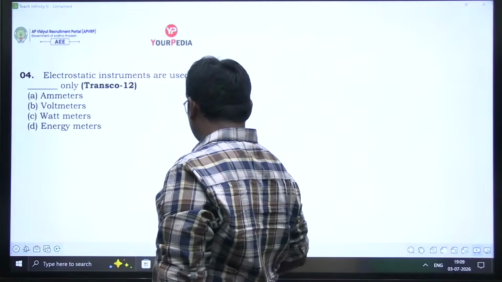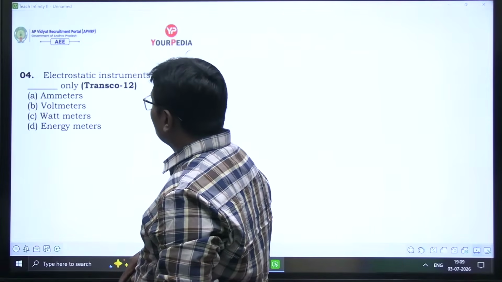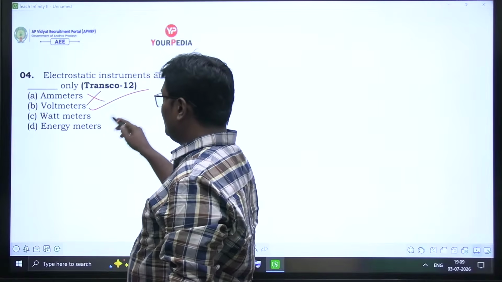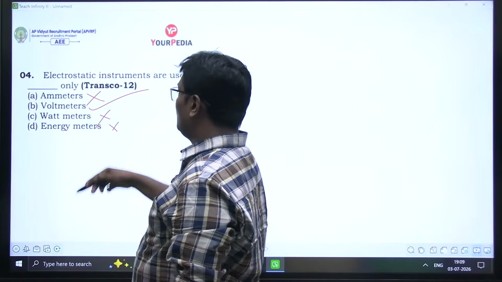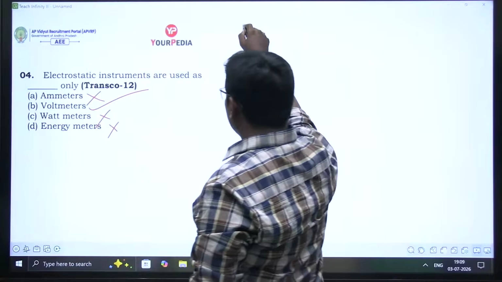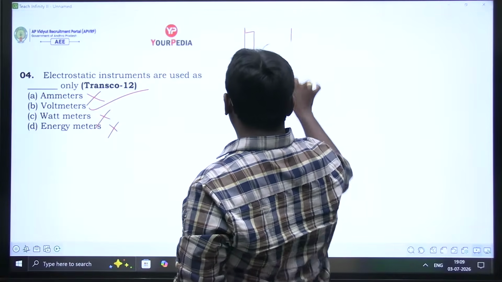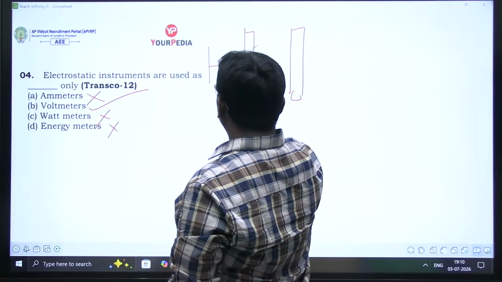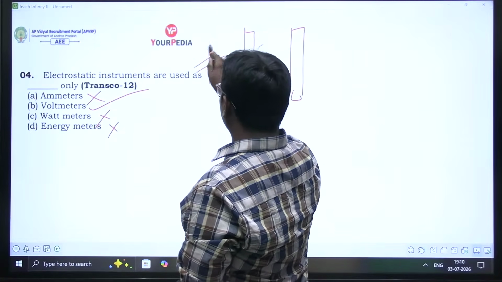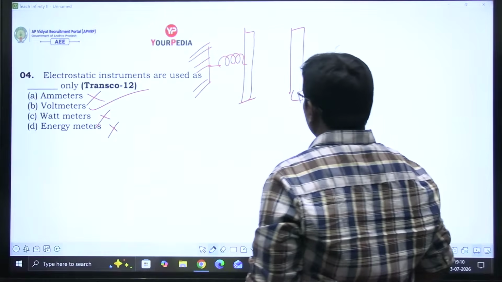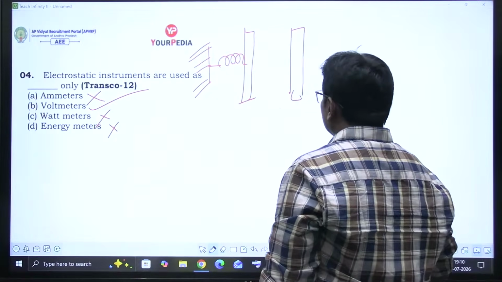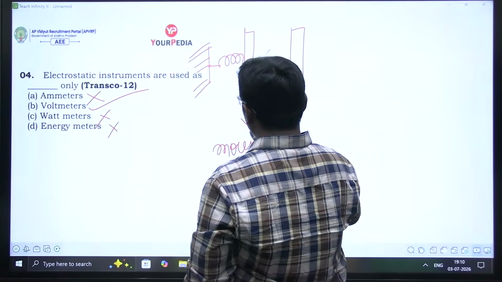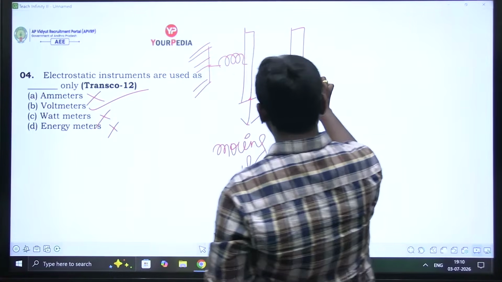If you go for electrostatic instruments, they cannot be used as a meter. We can use voltmeters only, electrostatic voltmeters. Why? Because there are two plates. One plate is connected with the help of a spring, and this is called the moving plate. And this one is called the fixed plate.